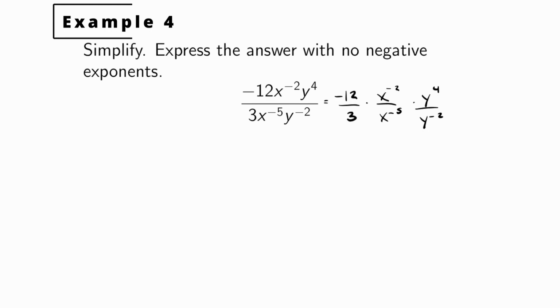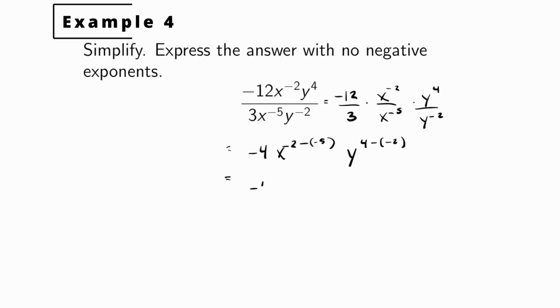Now, negative 12 over 3 becomes negative 4. X to the negative 2 divided by x to the negative fifth is going to become x to the negative 2 minus negative 5. And then y to the fourth divided by y to the negative 2 will become y to the 4 minus negative 2. And now we simplify this.